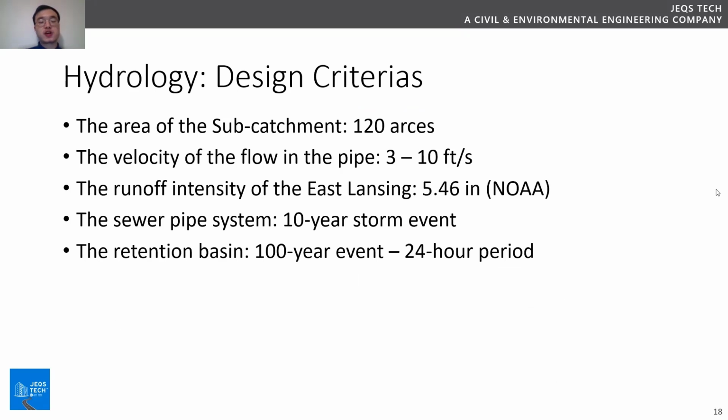The hydrology design criteria: the area of the subcatchments has to be under 120 acres, and the velocity of the flow in the pipe should be in the acceptable range, that is 3 to 10 feet per second, and the rainfall intensity of the installation is 5.46 inches, which was found on the NOAA website. The storm pipe system has to match the 10-year stormwater event, and the retention basin has to match the 100-year event and 24-hour period.